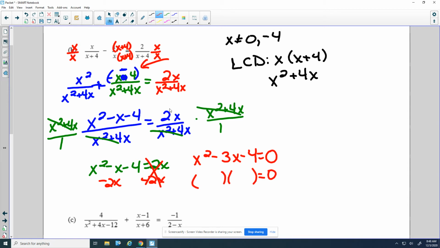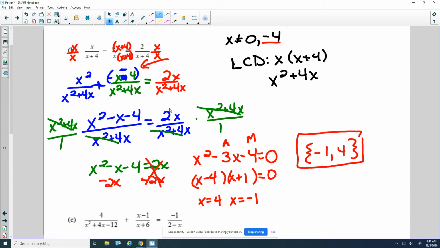But this one does factor. So that's -4 and +1. That works for that adding and multiplying, giving these solutions of +4 and -1. Now I look up here, I would have to cross out -4, but I have +4 as an answer. So both of these are fine. And those are my solutions to that equation.